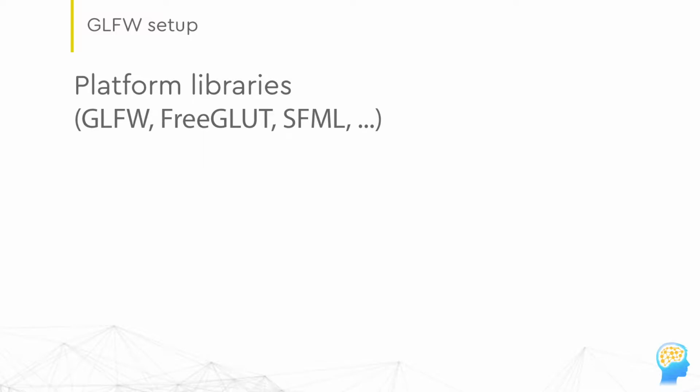OpenGL is a cross-platform API, and it's not responsible for interfacing with the platform's windowing system. To be able to draw something on a screen with OpenGL, we need to create a window. And to create a window, we have to use platform-native SDKs. There are many different SDKs for different platforms.